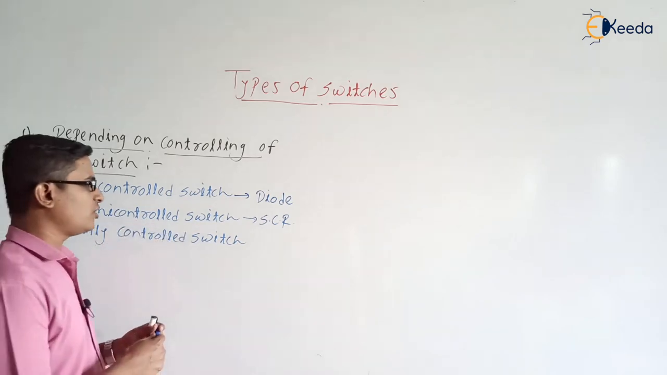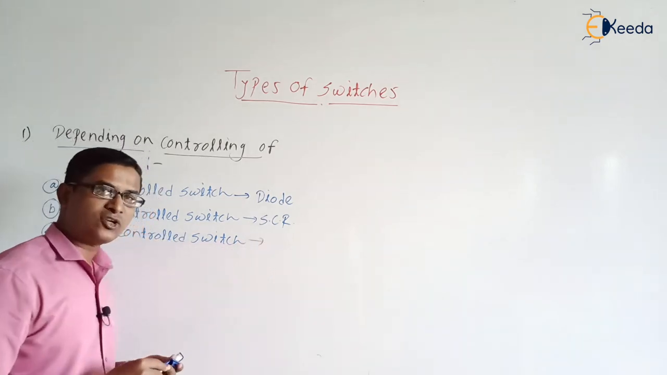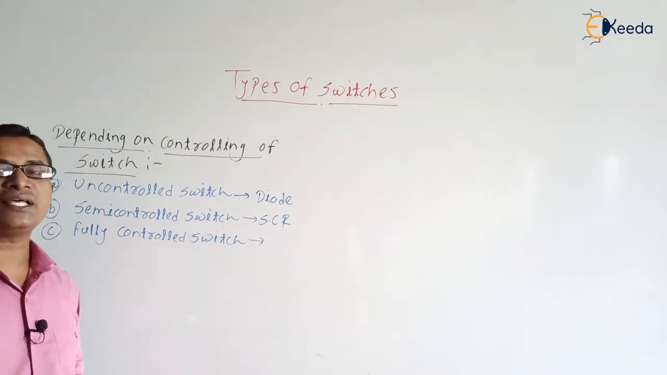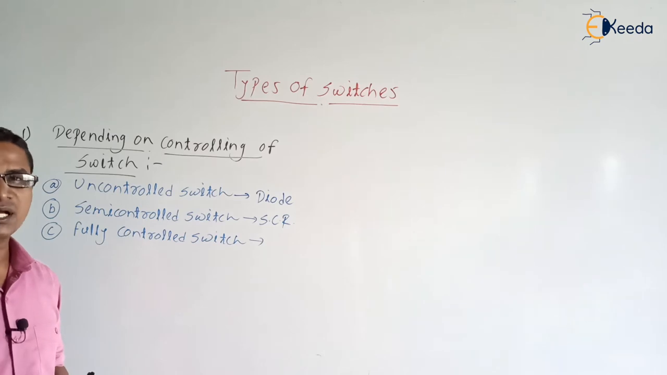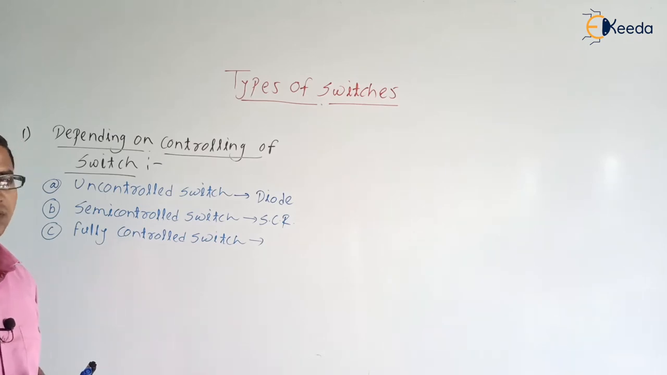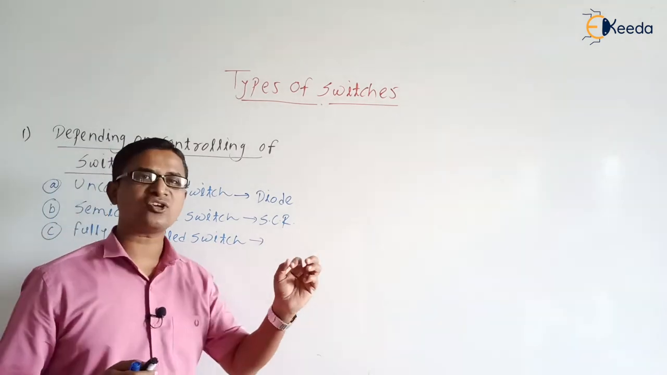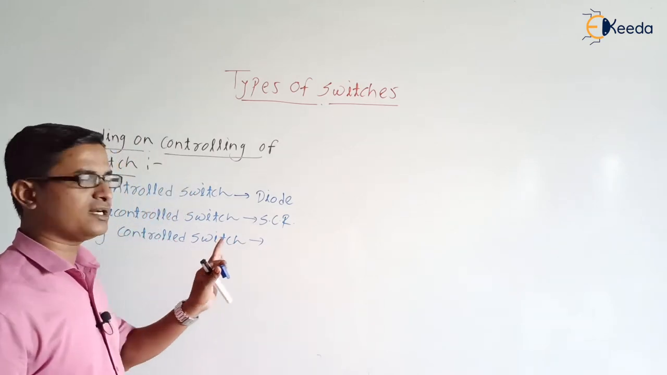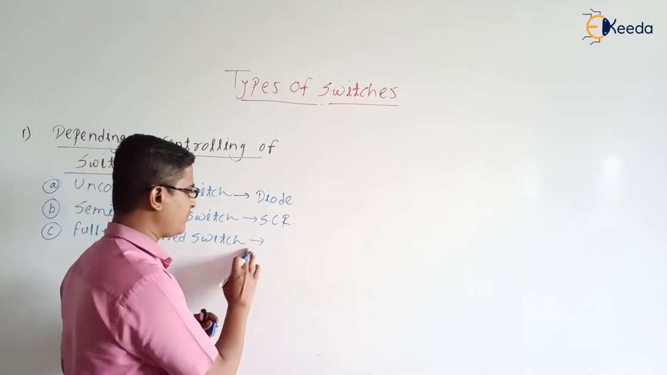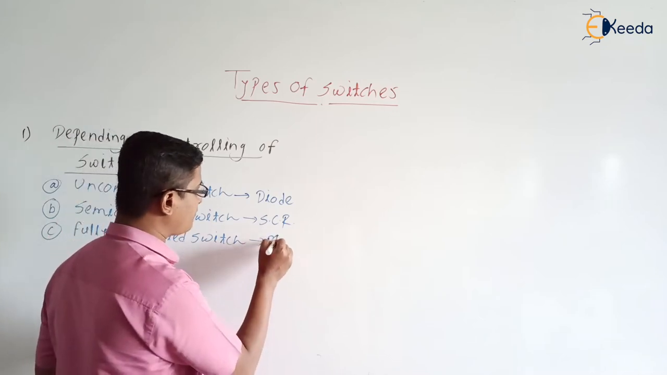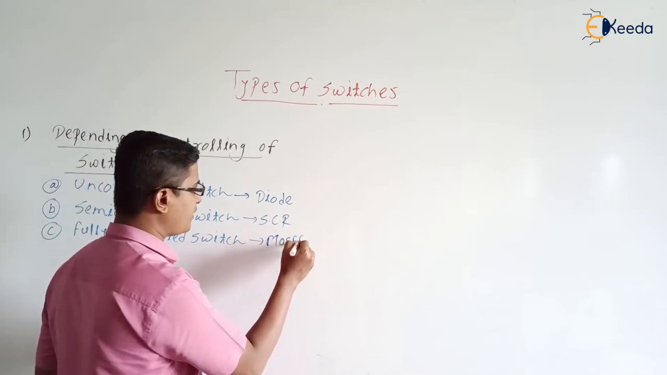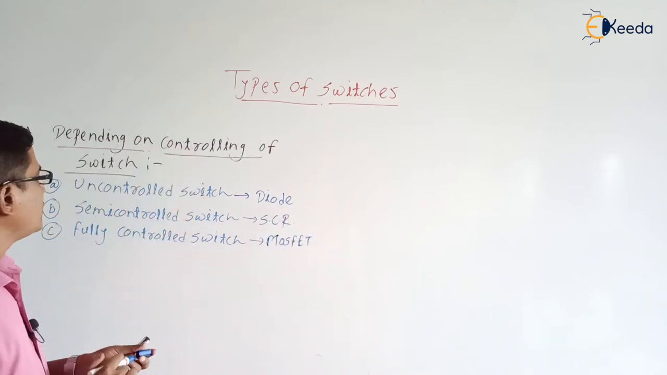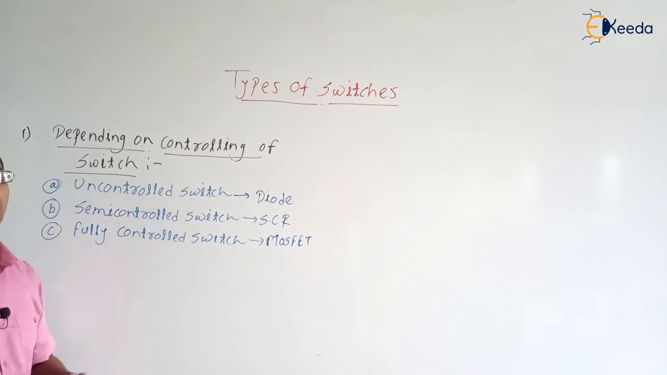Next, fully controlled switch. The switch is said to be fully controlled if its on state as well as off state can be controlled by using the controlling signal. Then the switch is said to be the fully controlled switch. Example, we have a number of fully controlled switches: MOSFET, IGBT, BJT, etc. So this classification is based on the controlling of the switch.